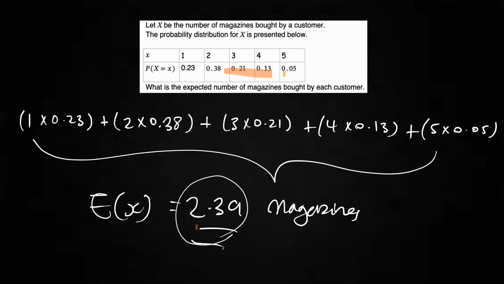And there's a lot more probability of things happening that's bigger than 2 than smaller than 2. 23% is the chance of people buying 1 magazine, but 21% plus 13% plus 5% are the chances of people buying more than 2. So it makes sense that the value is skewed towards greater than 2, so 2.39. That's expected value.